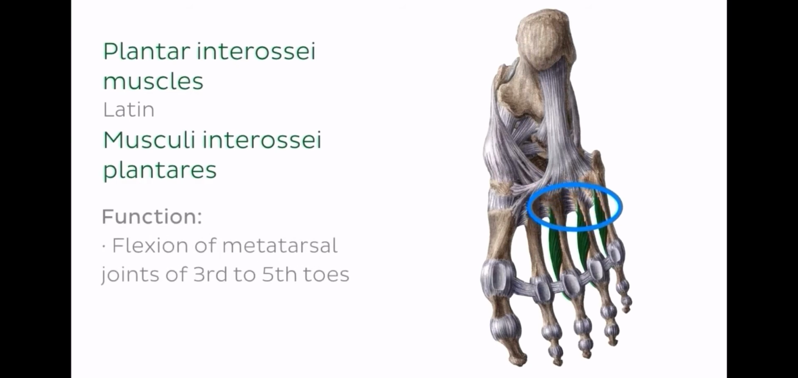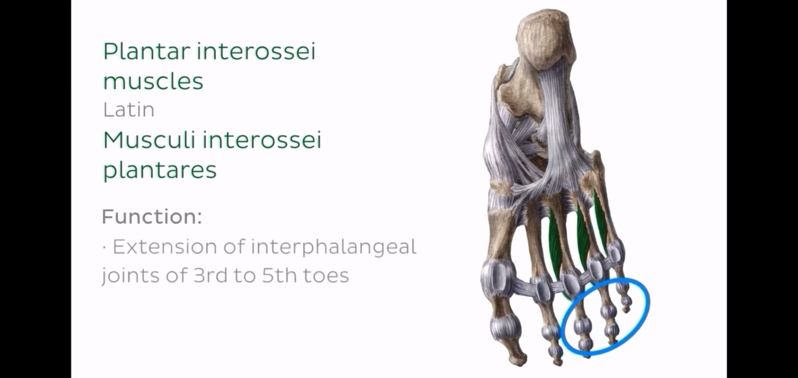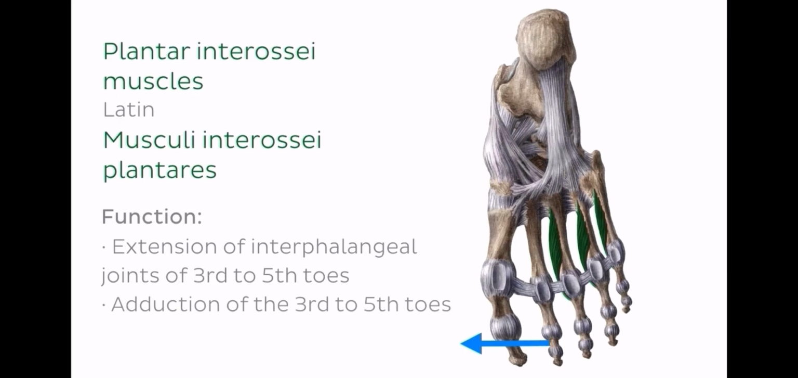And of course, the plantar interossei muscles are found on the plantar aspect of the foot, and these help with the flexion of the metatarsophalangeal joints of the third to fifth toes, as well as extending the interphalangeal joints of the third to fifth toes. They also help with the adduction of the third to fifth toes.